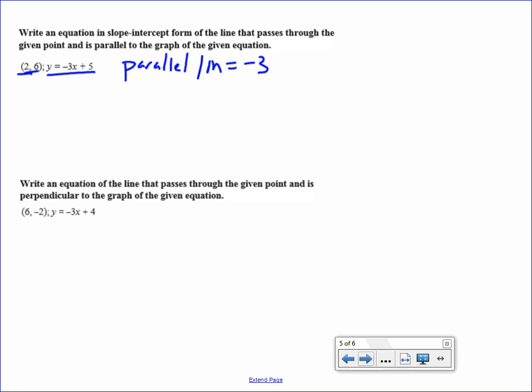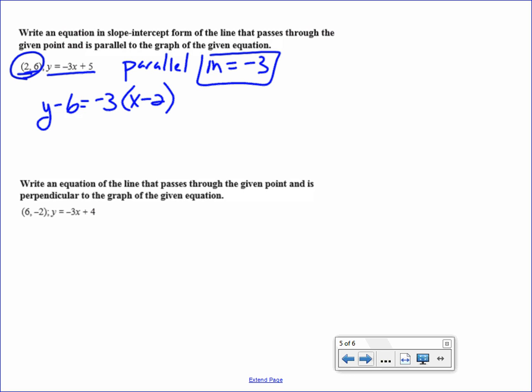So if that's the case, I've got a slope and a point. And if you remember, point-slope form is a very easy way to write an equation to start with if you have a point and a slope. So if I wrote the equation in point-slope form, it would be y minus 6 equals -3 times x minus 2.